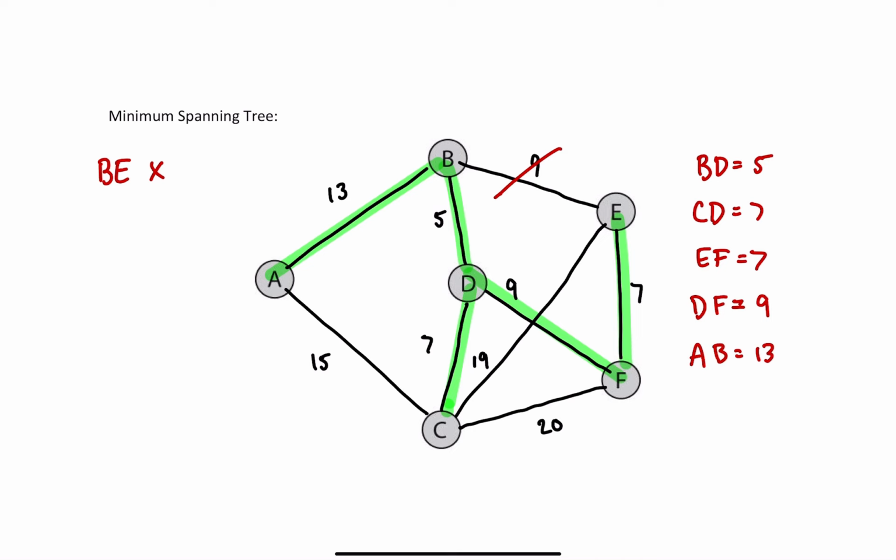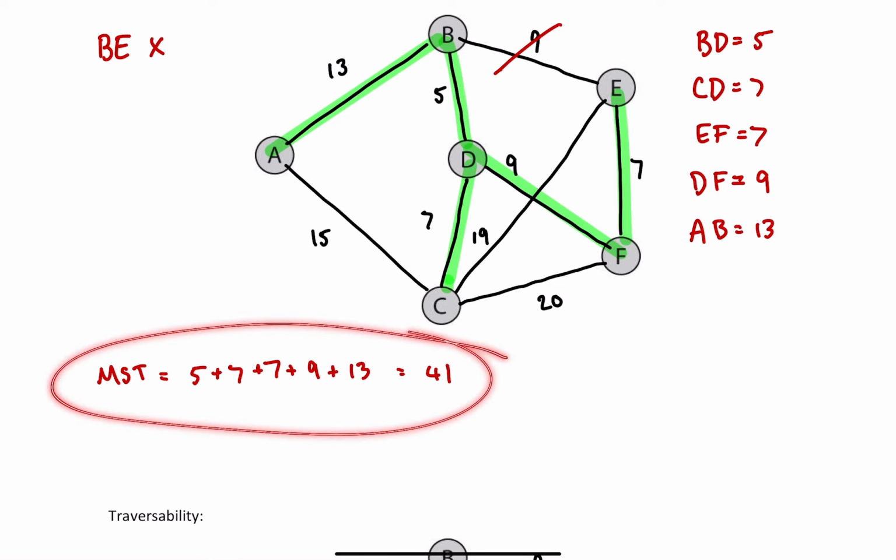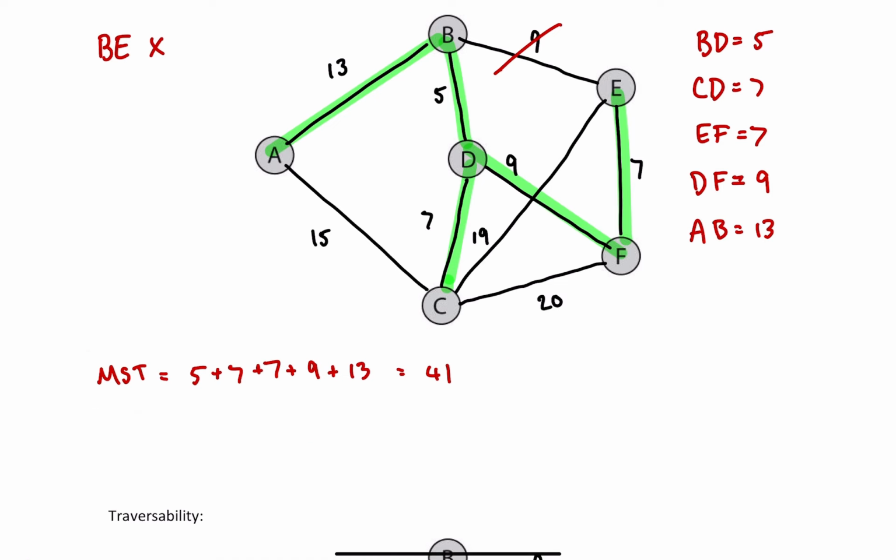My MST, my minimum spanning tree's total, is going to be 5 plus 7 plus 7 plus 9 plus 13, which is 41, I believe. And again, whatever units that may be, kilometers, dollars, minutes, whatever your diagram context is based upon, that would be this. And again, to progress towards merit, because this is kind of just achieved, you need to then state what method you used.